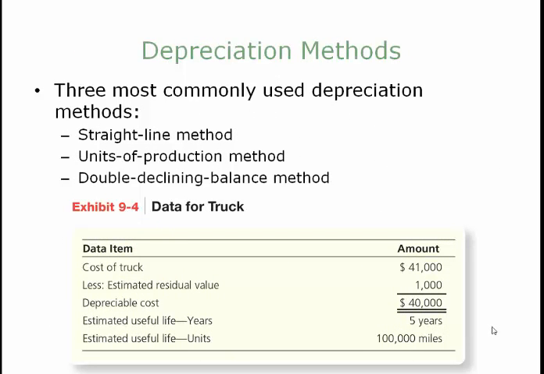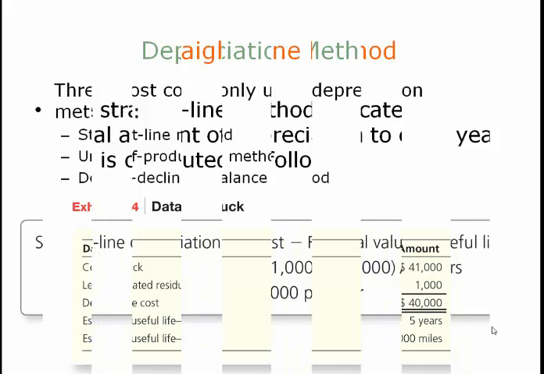So in this particular example, we bought a truck for $41,000. It has an estimated residual value of $1,000, or a salvage value. That means what's left after the truck is basically used up. What are you going to sell it for if it goes to the junkyard? It's $1,000. So you have a depreciable cost of $40,000. And you have a 5-year useful life, and you also have the units, how many miles you're going to drive this truck in 5 years. So it looks like you're going to drive about 20,000 miles per year.